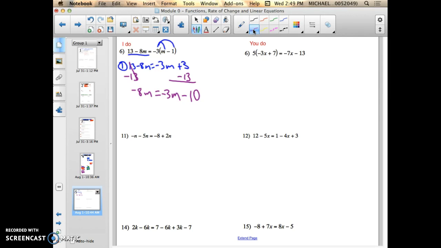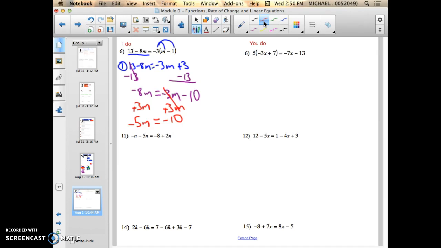So now the only set of numbers I have left exist on the right-hand side, meaning that I have to move my variables to the left-hand side because I have to balance out the equation. So negative 3m, in order to get rid of negative 3m on the right-hand side, I have to add 3m. And then add 3m to the left-hand side. Negative 3m plus 3m cancels out, equals 0. Negative 8m plus 3m is a negative 5m, equals then, what's left on the right-hand side? Negative 10.